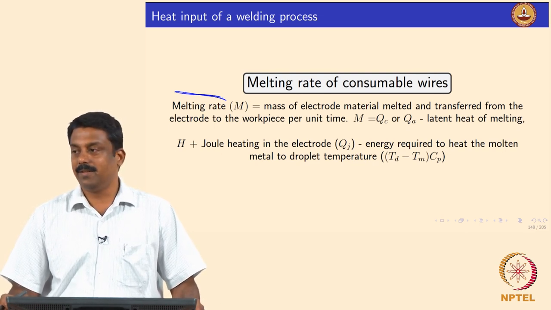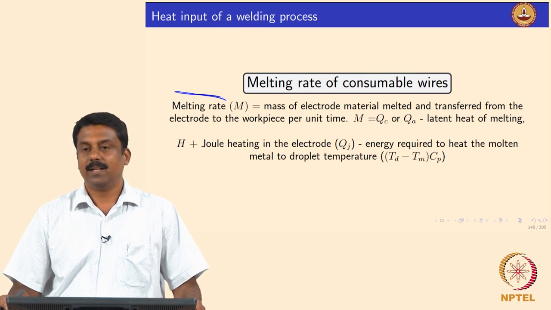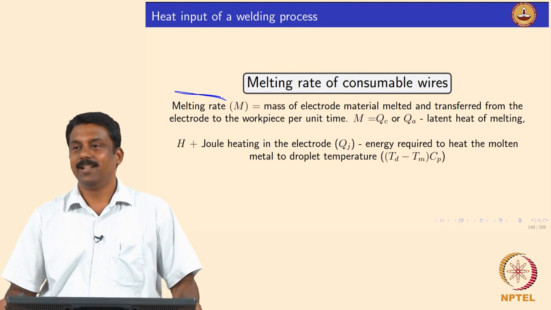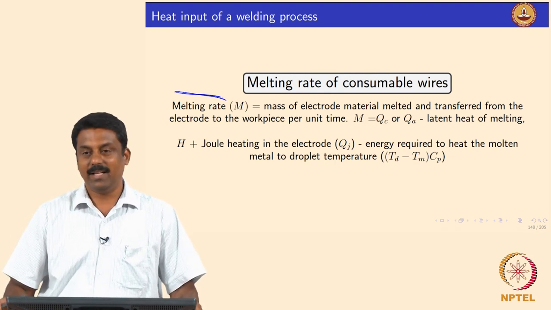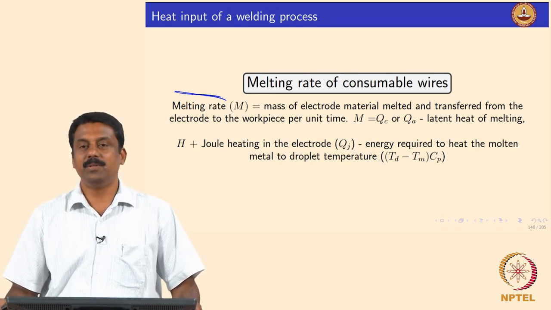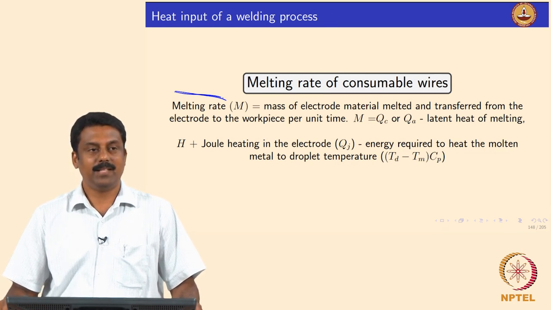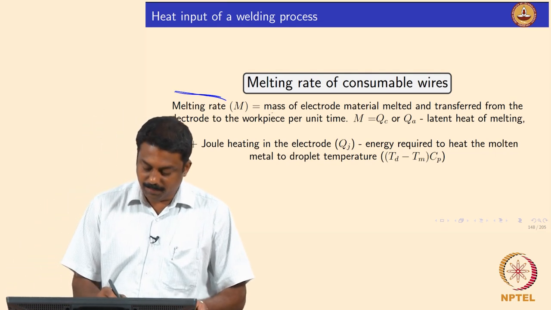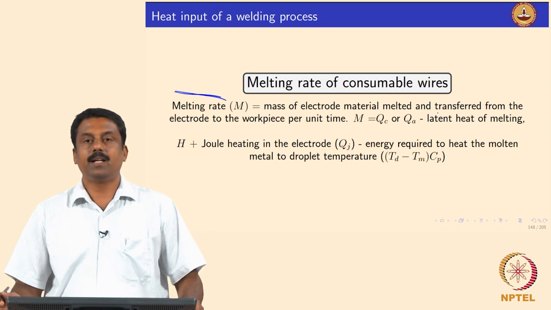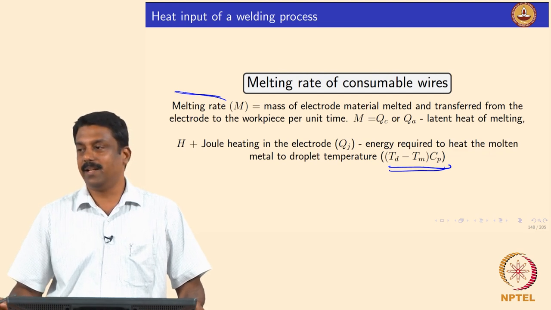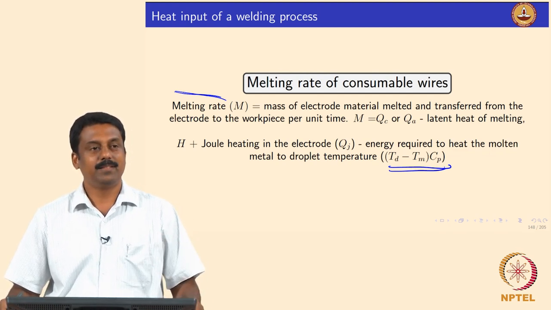So how do you make sure that you have enough droplet transfer per unit time? You can play around with voltage and current and then calculate, isn't it? But there is a fundamental way of calculating that from the heat balance that I just taught you in QC and QA, right? Let's do it and then we look at the equations in detail. So we define melting rate as the mass of electrode material melted and transferred from the electrode to the workpiece per unit time. If you want to calculate the melting rate of wire, you need these two parameters.